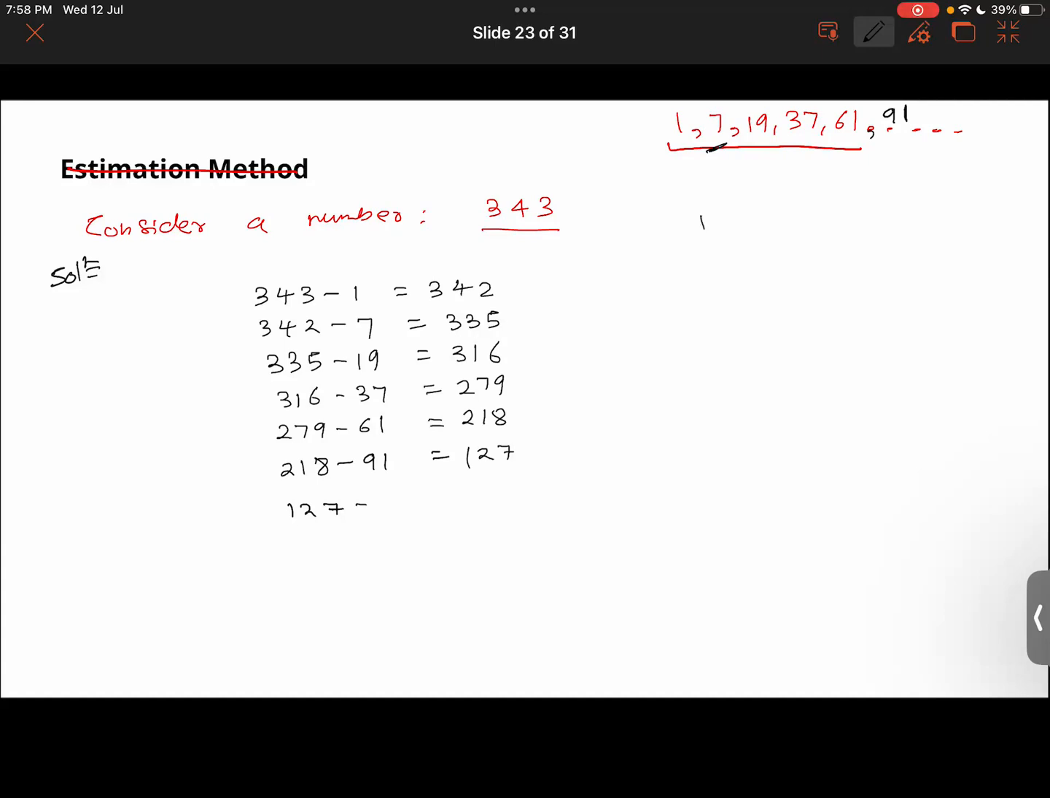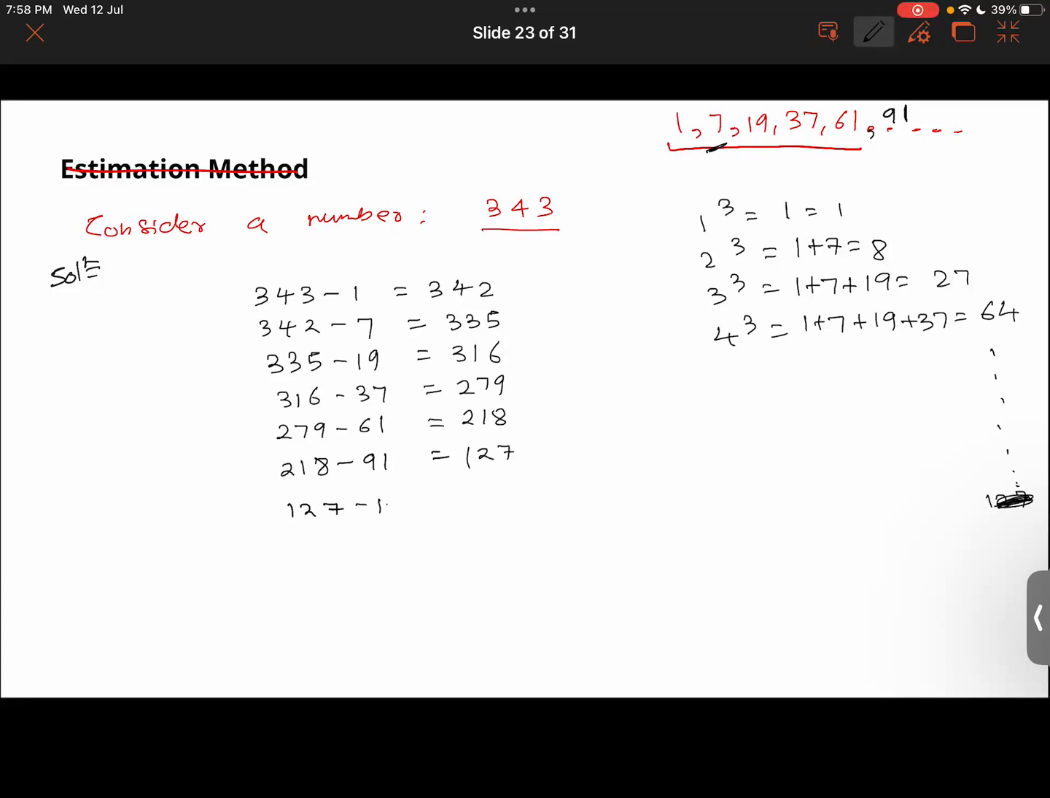Look, we had this pattern. 1 cube equals 1 here. 2 cube is equal to 1 plus 7 equals 8. Then you had 3 cube equals 1 plus 7 plus 19, that was 27. Then you had 4 cube: 1 plus 7 plus 19 plus 37, you got 64. Similarly, you will reach 127 as well. So you will subtract 127 from it, then you will finally get 0.